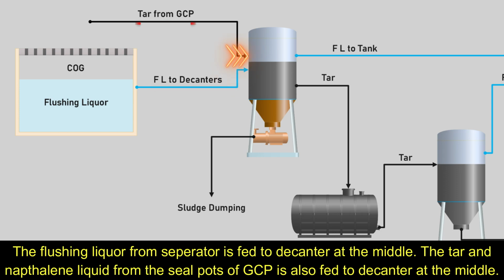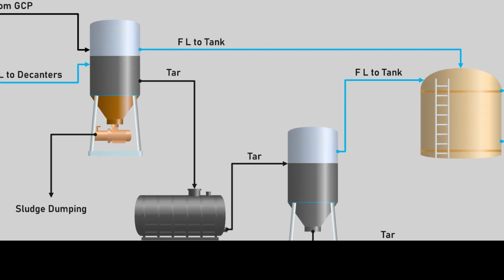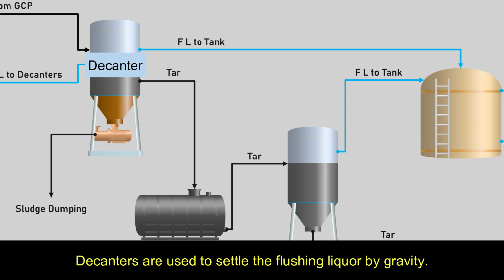The tar and naphthalene liquid from the seal pots of the gas collecting plant is also fed to the decanter at the middle. Decanters are used to settle the flushing liquor by gravity.